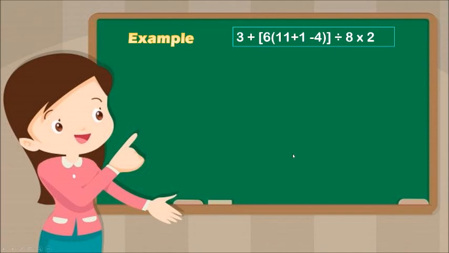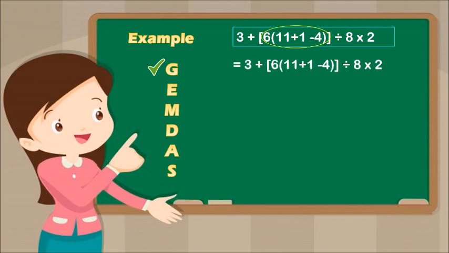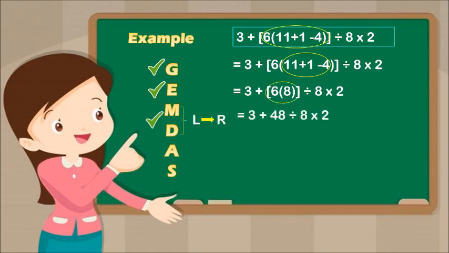Another example, 3 plus open bracket 6, open parenthesis 11 plus 1 minus 4, close parenthesis and close bracket, divided by 8 times 2. Again, we use GEMDAS because we have bracket. So we have 3. Okay, let's solve first inside the parenthesis. So that would be 3 plus open bracket 6 times 8, close bracket, divided by 8 times 2. So 6 times 8 is 48 divided by 8 times 2.